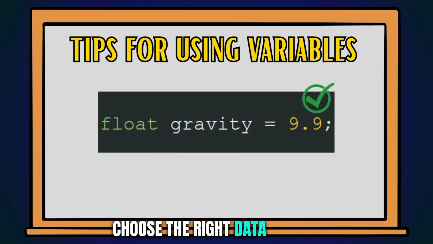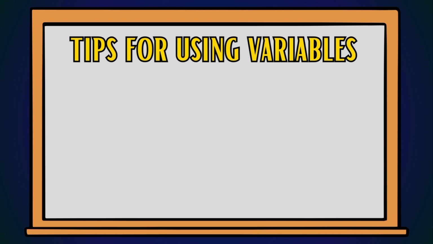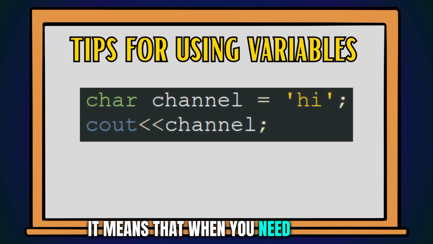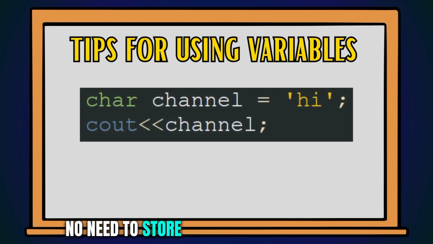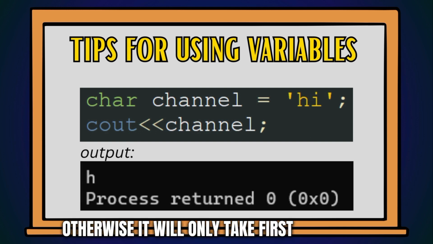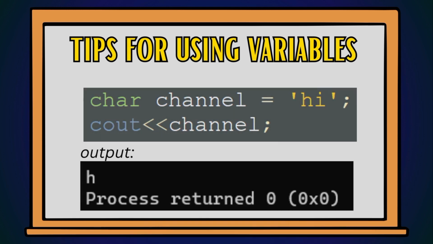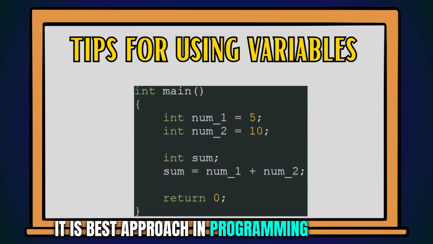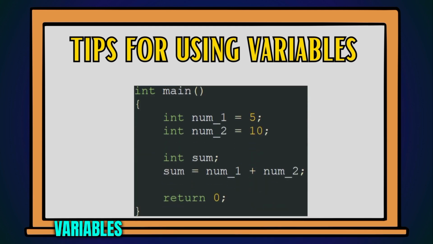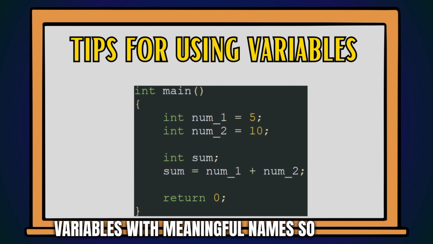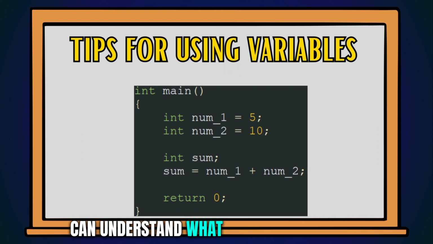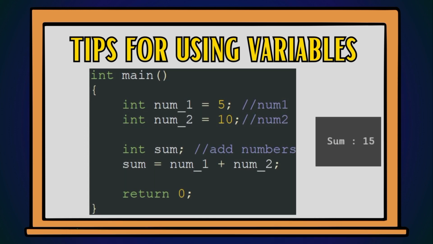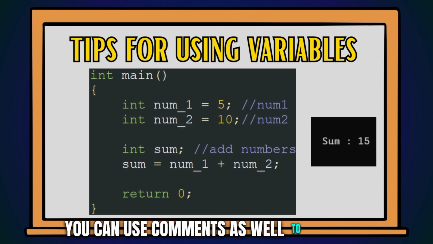Choose the right data type to avoid errors. It means that when you need a word, no need to store it in a character variable. Otherwise, it will only take the first character and ignore the rest. It is the best approach in programming to create variables with meaningful names so that you can understand what each variable is for. You can use comments as well to describe variables.